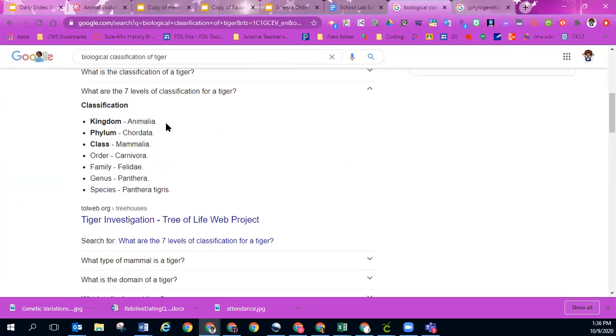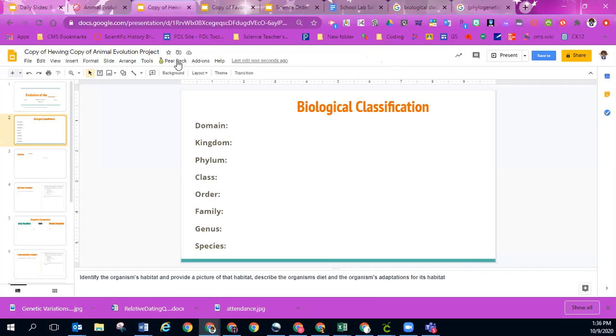It is part of kingdom Animalia. It is in the phylum Chordata because it does have a spinal cord. It is a mammal, so it's in the class Mammalia. It is a carnivore, so it's in the order Carnivora. And then you go down from here, it's a feline, so it's, I can't say that word, Felidae, I guess. Genus is a form of panther, and the species is Panthera tigris. So you can literally either type it or copy and paste it right here in this information so that you know the biological classification of the animal you choose.